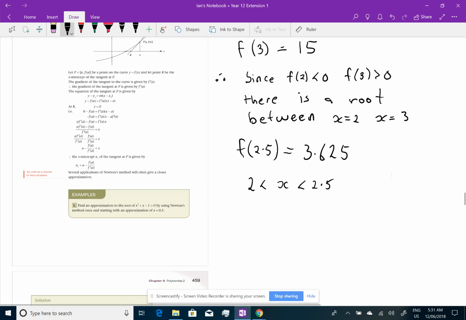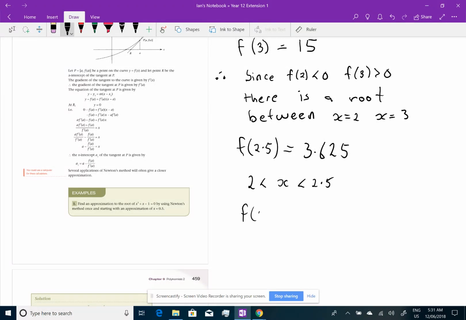Well, they said do it twice. So let's try f of 2.25. So I've still got it in my calculator. So I go 2.25 equals, I go up, equals, and I get negative 0.60935. Now, therefore, my root is between 2.25 and 2.5. Now, what do they want to find?